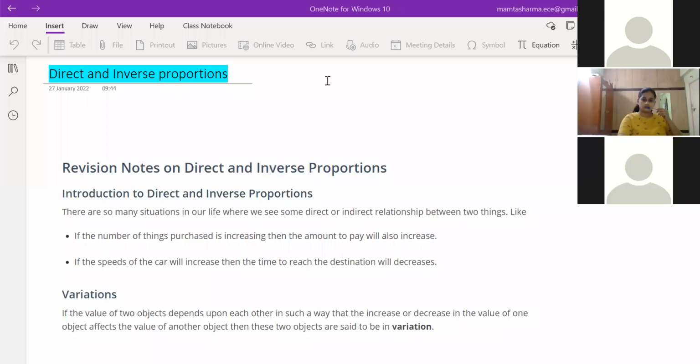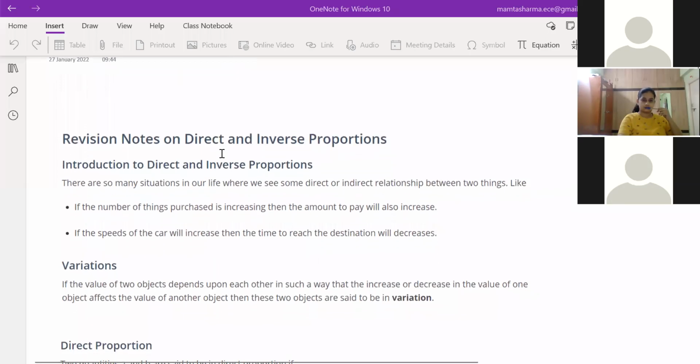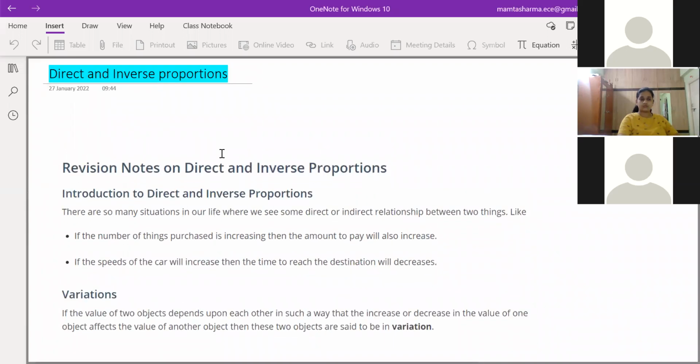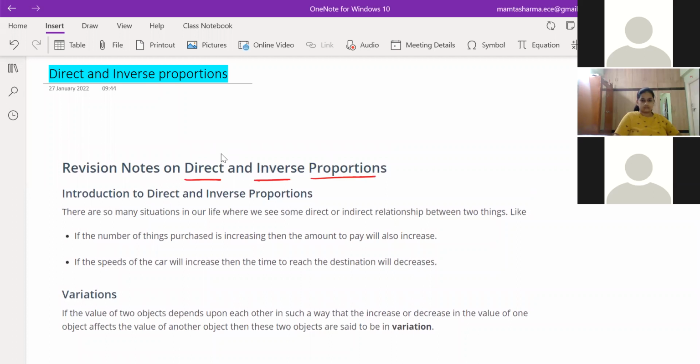Yes, ma'am. So direct and inverse proportion. Okay. So what do you mean by a proportion? What do you mean by direct and inverse? Direct and inverse. Okay, we will. Direct means both quantities increase or both decrease. Inverse means one increases and one decreases. Okay, one increases, one decreases.